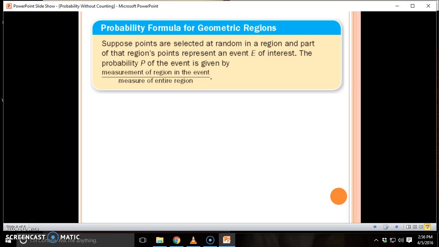So the general formula for probability with geometric regions is that the measurement of a region in the event is the numerator, the measure of the entire region is the denominator. So numerator is basically the region of interest, or the focus. In the last example it was the circle. The denominator is the entire region. In the last example, the square, the 24 by 24 board.